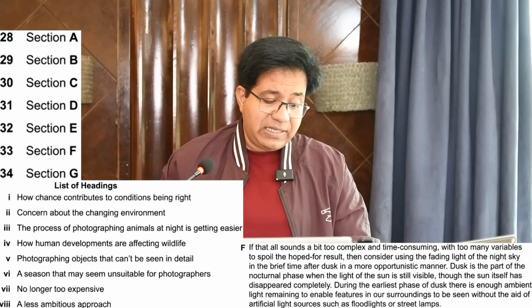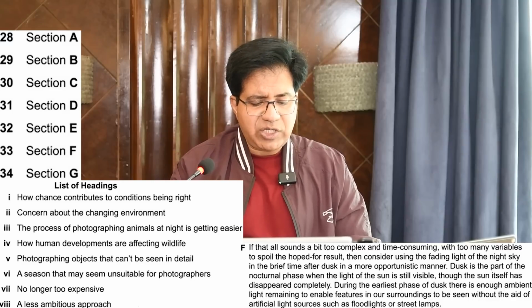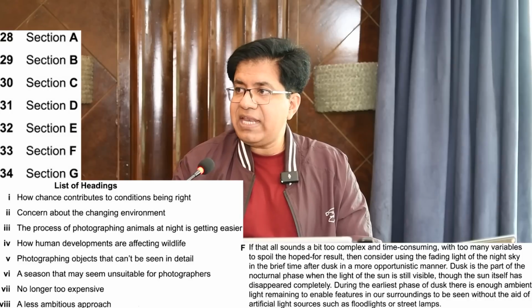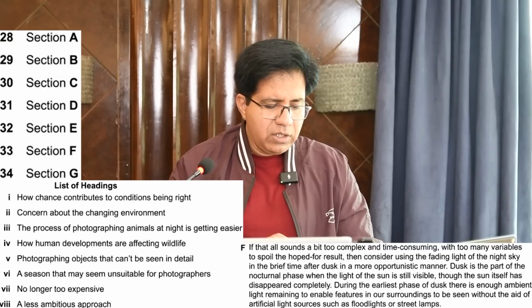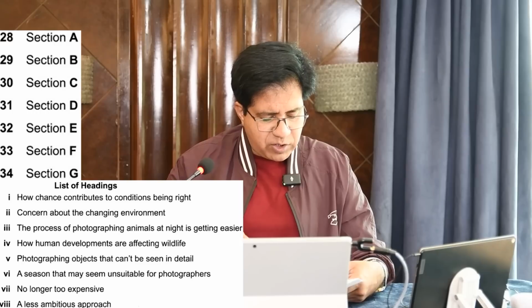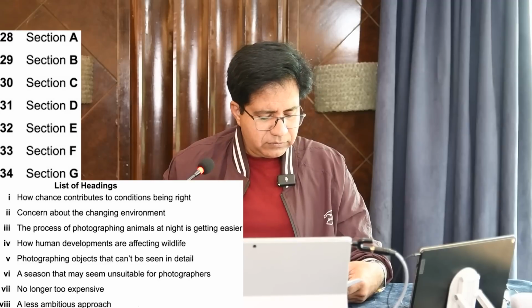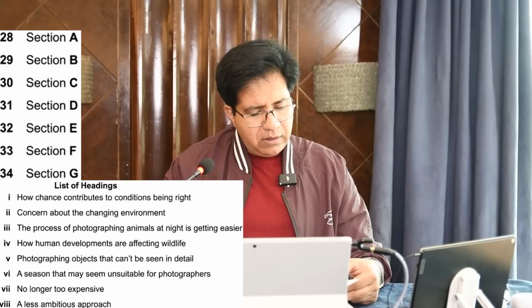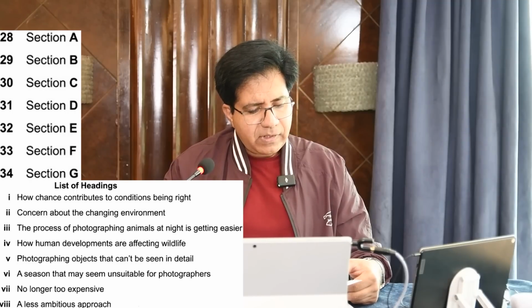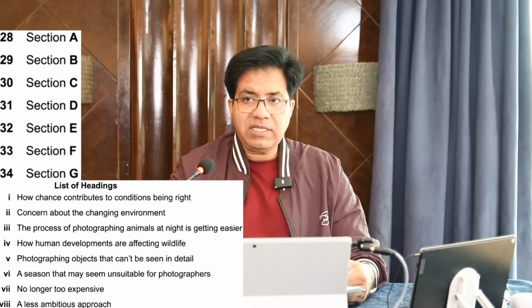Heading number 8, less ambitious approach. For less ambitious, they use the words complex, time consuming, too many variables, and all that. So heading number 8 is with question number 33, and it is F. Now what are we left with? All right, now we are doing paragraph F, right?